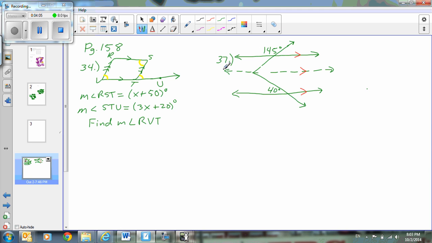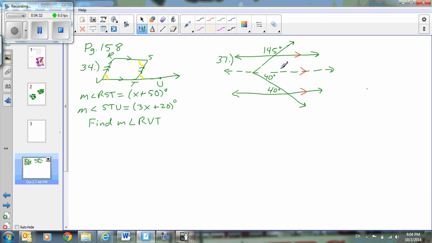Actually, rather, let's look at this line and the bottom line. Okay, we have parallel lines. This ray is a transversal, isn't it? Because it's intersecting both of these lines. When we have parallel lines cut by a transversal, what do we know about alternate interior angles? They are congruent. So if the measure of this angle is 40 degrees, then the measure of this angle will be 40 degrees. All right.